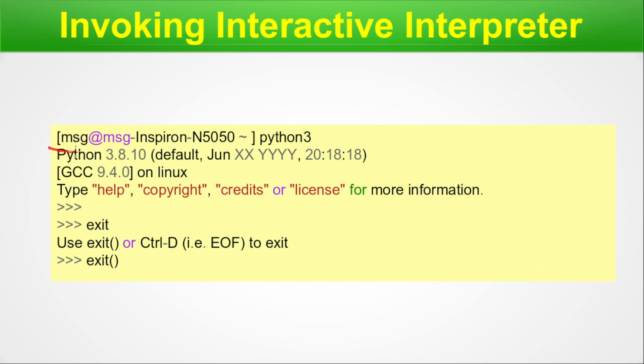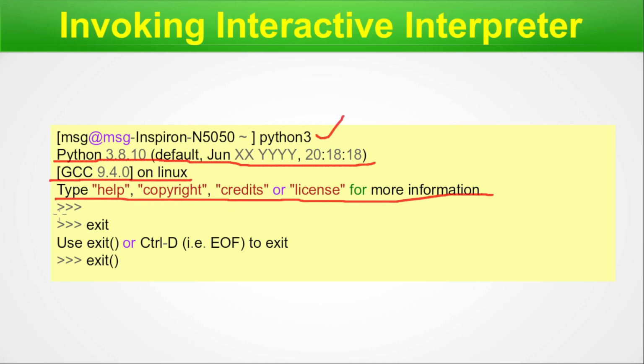This is the Linux prompt of my laptop, and here we type python3, and when we hit enter, all these lines are displayed. Let me clear it and show you again. When we type python3 in the terminal of my laptop, this shows Python 3.8.10, and the GCC version on Linux. These are the versions. Here it is giving some information and making the prompt ready. So here you can type any Python command and run it.